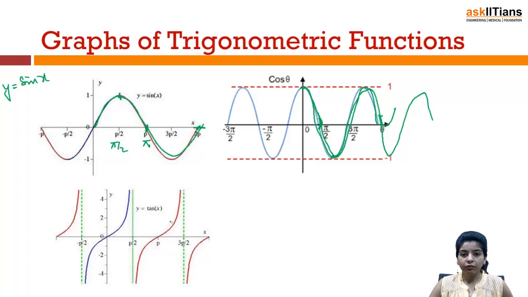Similarly we have the graph of tan x, and in case of tan x you have it like this, since tan pi by 2 is not defined, so we have it running parallel to pi by 2. Here it will continue like this, and similarly we have it like this. So this form of graph is of tan x. Then again you have it like this.